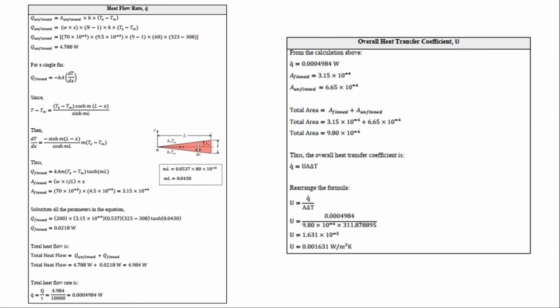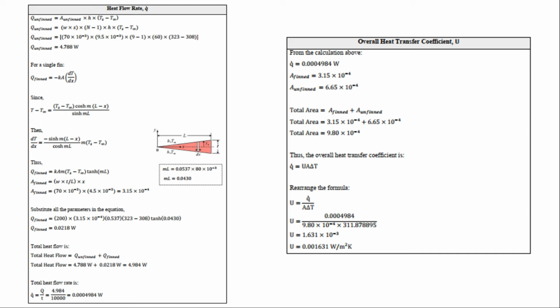So we resume with our heat flow rate. We must find the total heat flow rate from Q unfin and Q fin. From the calculation, we found that Q unfin is 4.788 watt and our Q fin from the derivation is 0.0218 watt, and our total is 4.984 watt.